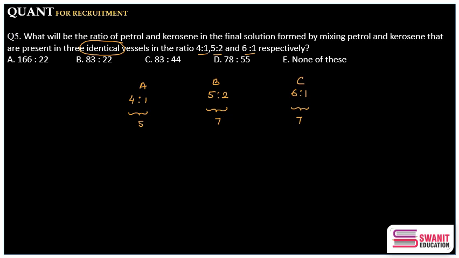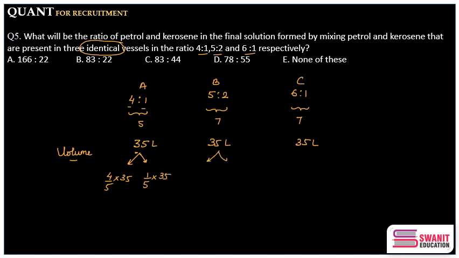So my assumption of volume should be such that it should be a multiple of 5 and 7 both. So if I take the LCM, I assume 35 liters of the first, 35 liters of the second, and 35 liters of the third container is taken. Now out of 35 liters, petrol and kerosene are in the ratio 4:1. So 4 by 5 times of 35 is petrol, whereas 1 by 5 times of 35 is kerosene.